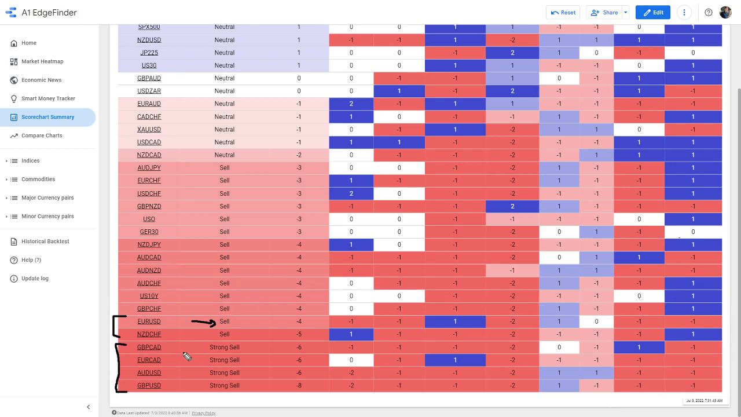But anyways, we also have things like GBPCAD, EURCAD, Aussie dollar, and GBPUSD. Those are all strong sell ratings right now. And so for me, I'm looking at that and saying, okay, that's where I'm going to be looking in my playground the most. I do also like EURUSD short, but we have to see if the technical setup agrees with that.